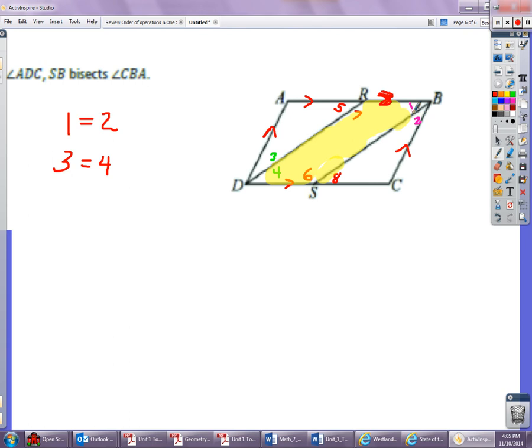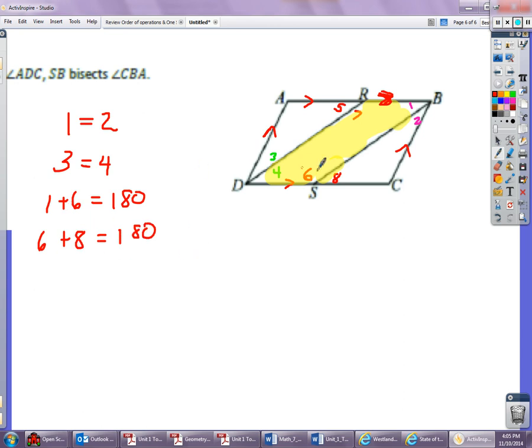So 1 and 2 are equal, and I know that 1 and 6, because of these parallel lines, are same side interior angles. So I know that 1 plus 6 is equal to 180. What else do I know? I also know 6 and 8 are equal to 180. I don't know if that's going to help me because they're a linear pair, but angle 6 and angle 8.